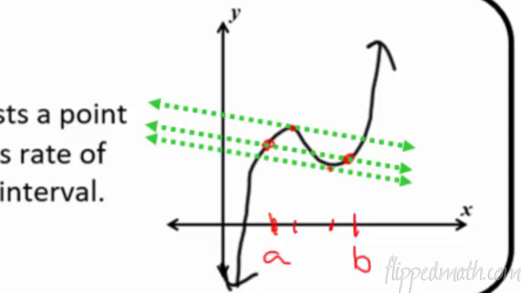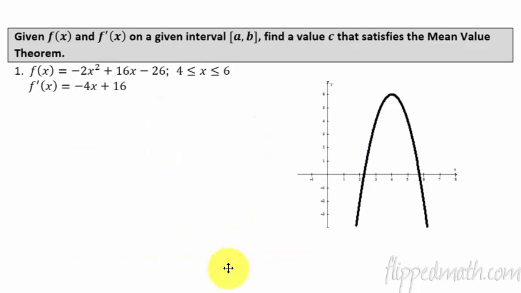Hopefully this will help. So here I have our example. We're going to use this to find, using the mean value theorem, a value C on this interval 4 to 6. Now I've drawn a picture here. You can draw this in your notes as well if you would like to. You don't need to draw the graph on your assignment, but I find that it helps.